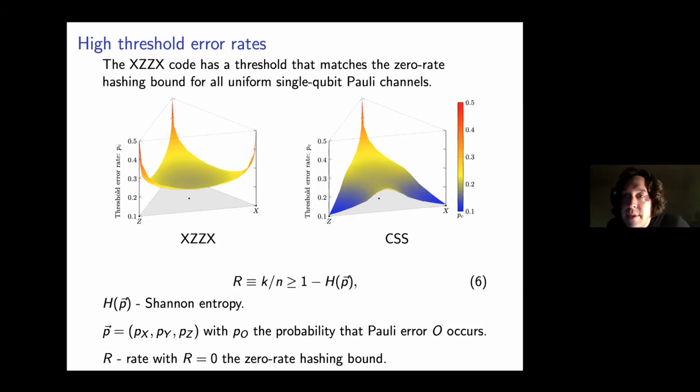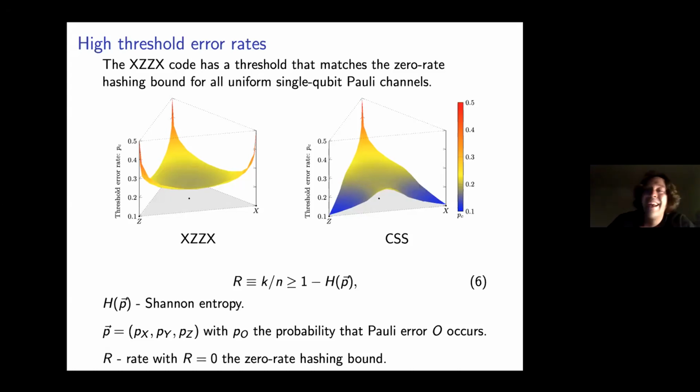What we showed in our first paper on this code is that, with a maximum likelihood decoder, the threshold matches the hashing bound. The hashing bound is a lower bound on how well you expect random codes to perform, on how much information you'd expect them to send through a channel, where all the qubits experience noise at a certain rate. And we found that the XZZX code just matched this hashing bound for all single qubit Pauli channels. So that was a big surprise to us. May be of interest to quantum channels and quantum communications.